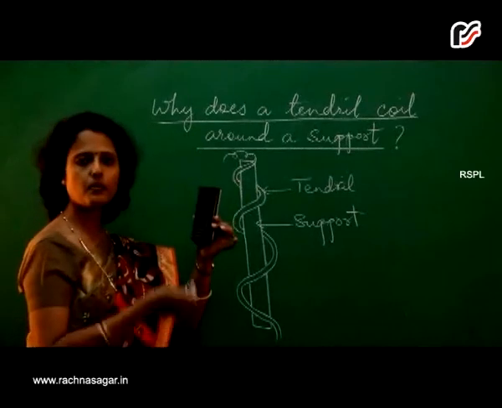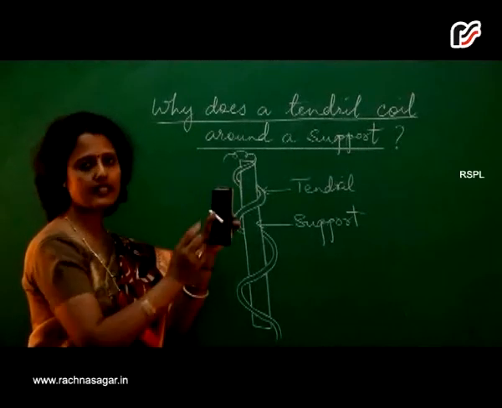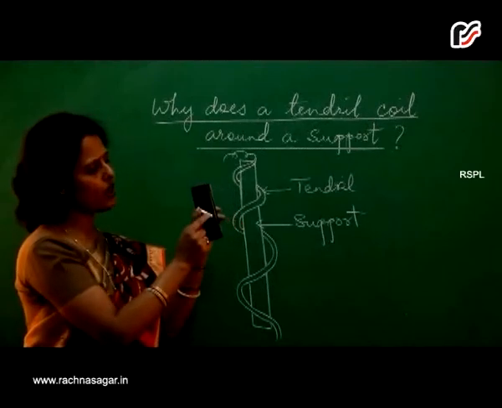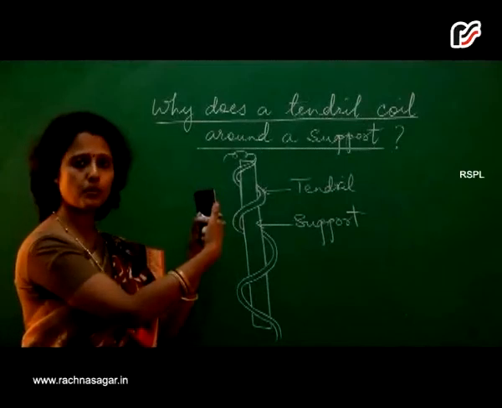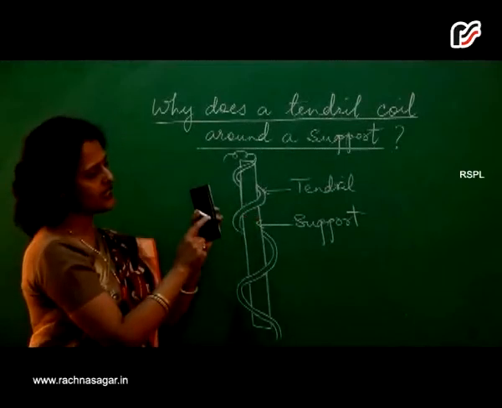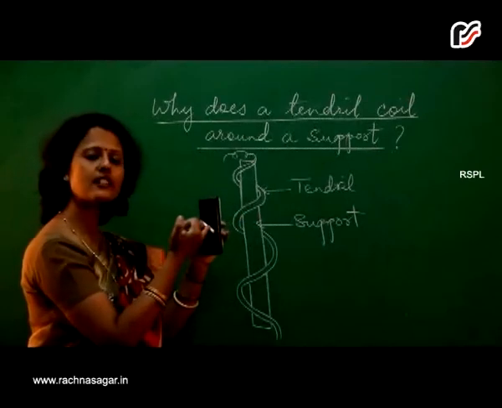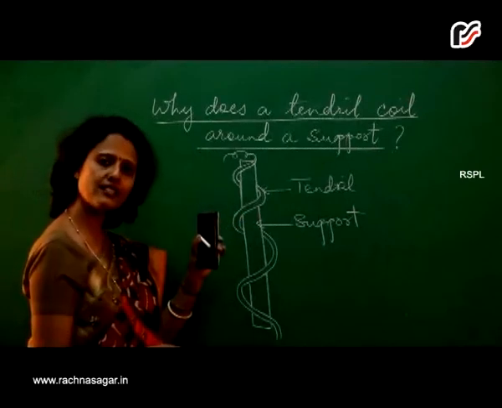Now suppose children, this is our support, this is the tendril. If it's like this, then the auxin from the tip is going to get accumulated on this side which is away from the support. I hope you can correlate here. This side the auxin is going to get accumulated. As a result, on this side it will bring about rapid cell elongation.